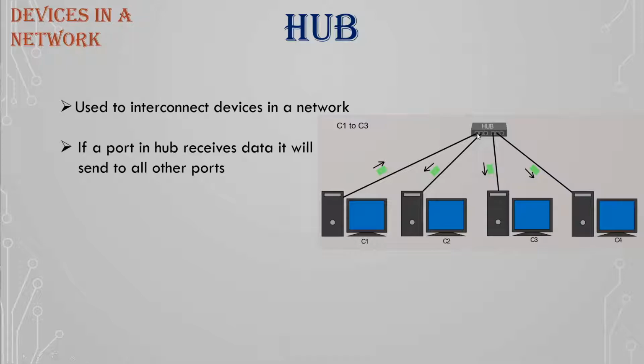Since the hub is not an intelligent device, it will transmit the received data from C1 to all other ports. So the data from C1 will get transmitted to C2, C3 and C4. As a summary, we can think of a hub as a device that receives data in a port and transmits the received data to all the other ports.